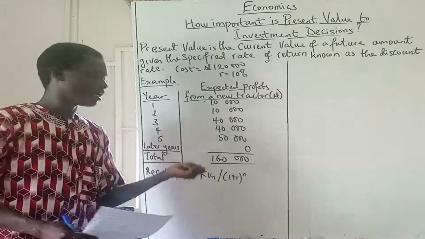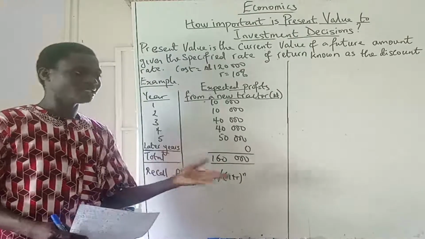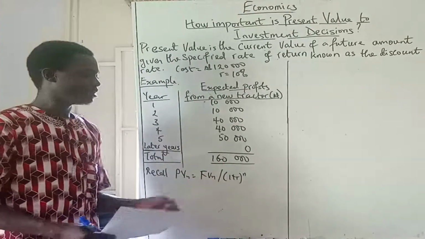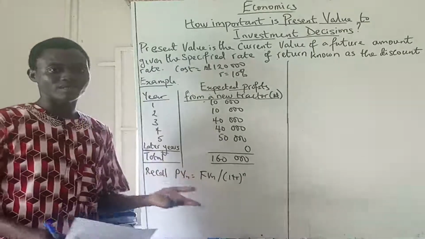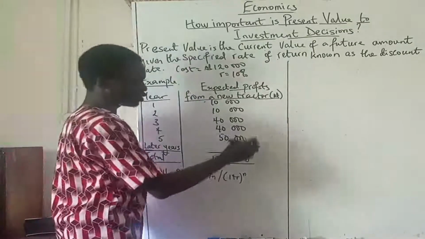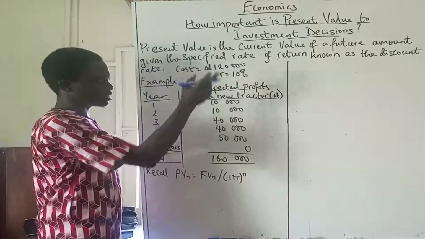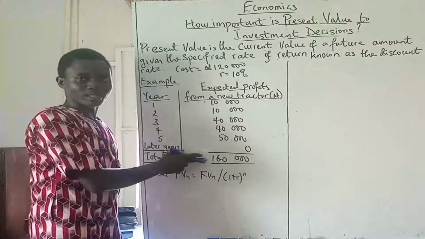So we have an expected profit of 160,000 naira after 5 years. This is not expected revenue. So that means expected revenue is 280,000 naira from this. If expected profit were 160,000, of course, and we know our revenue is what the expected revenue is going to be, the cost 160,000 naira plus the expected profit.